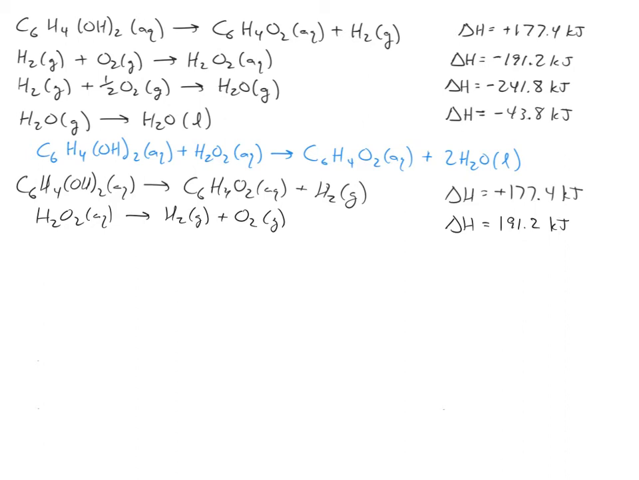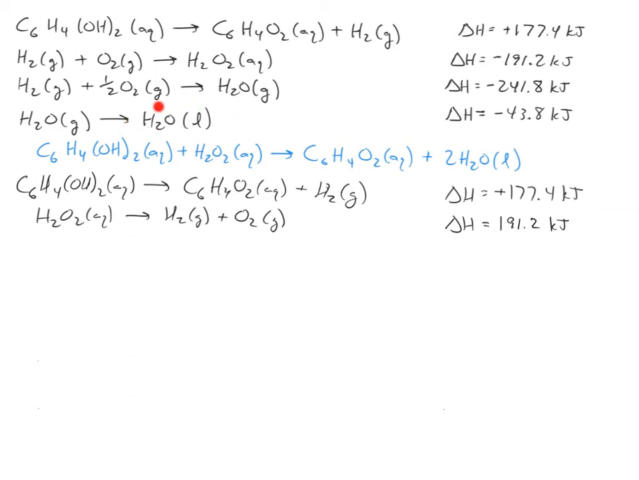Great. Now, next chemical, C6H4O aqueous. C6H4O2 aqueous, it's already right where it needs to be. I need one as a product. I already have one as a product, so that one's good. Now I need 2 H2O liquids as product. I don't have that yet, so I got to put that in there.